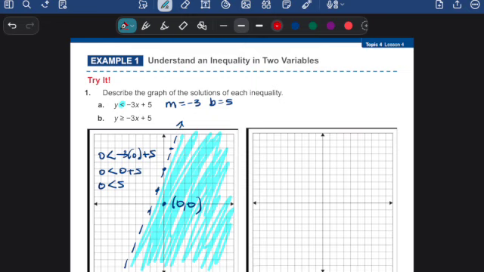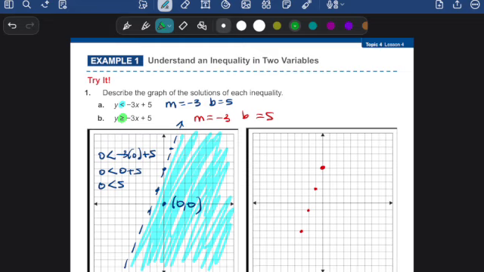Okay, let's do the next one. Identify the slope. Again, it's negative 3. The y-intercept is positive 5. So we're going to have the same line. 1, 2, 3 over 1, 1, 2, 3 over 1. Okay, there's our line.